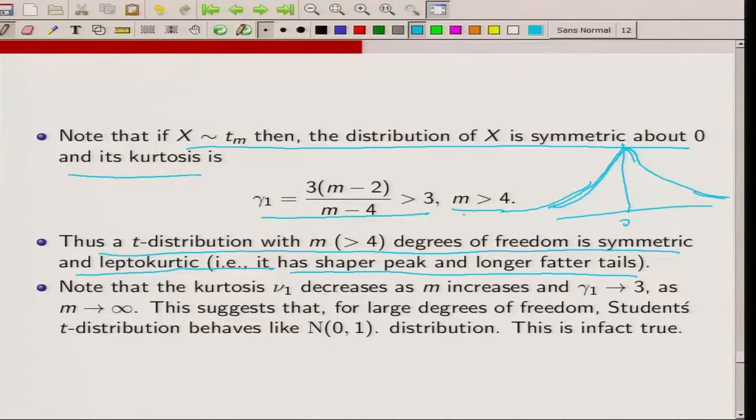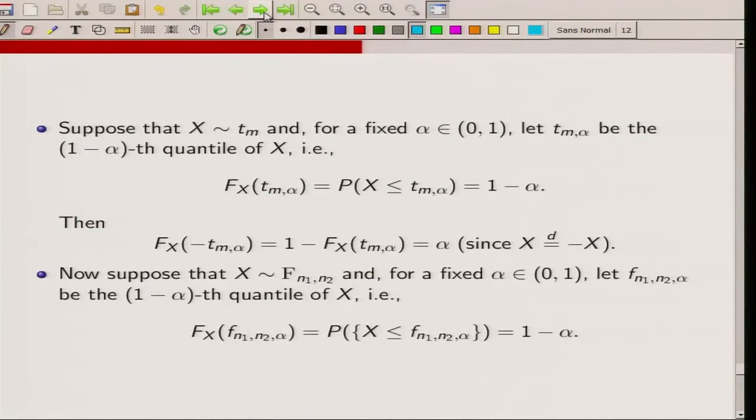Note that the kurtosis decreases as m increases. So, kurtosis would decrease as m would increase, and as m goes to infinity, you can say it goes to 3, which is same as the kurtosis of normal 0 1. So, this suggests that possibly this T distribution for large degrees of freedom is the same as the normal distribution, which is in fact true. As m goes to infinity, the T distribution with m degrees of freedom can be approximated by normal 0 1 distribution.